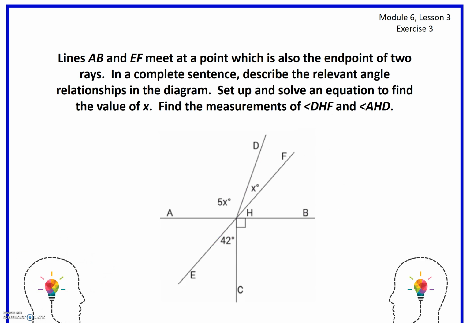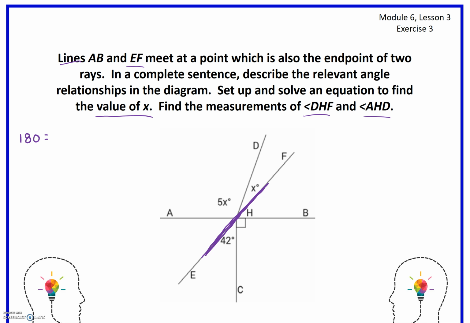Lines AB and EF meet at a point which is also the endpoint of two rays. In a complete sentence, describe the relevant angle relationship, set up and solve the equation. We need to find the value of x and find these two angles. I'm also going to notice that there's a straight line here because it is line EF, so we know it's a straight line. We know it's 180 degrees. And that line is made up of several different angles.